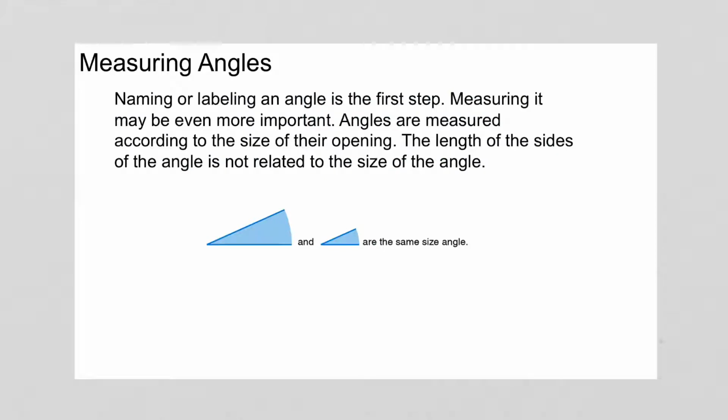Measuring angles: when naming or labeling an angle is the first step, measuring it may be more important. Angles are measured according to the size of their opening. The length of the sides are not related to the size of the angle. So both of these angles here are the same measure because their opening distance is the same, even though the second one looks smaller because its lines are shorter. The angles are still the same size. And sometimes you'll see angles that are marked with little marks like this, or with 2 little marks. That's meaning they have the same measurement.